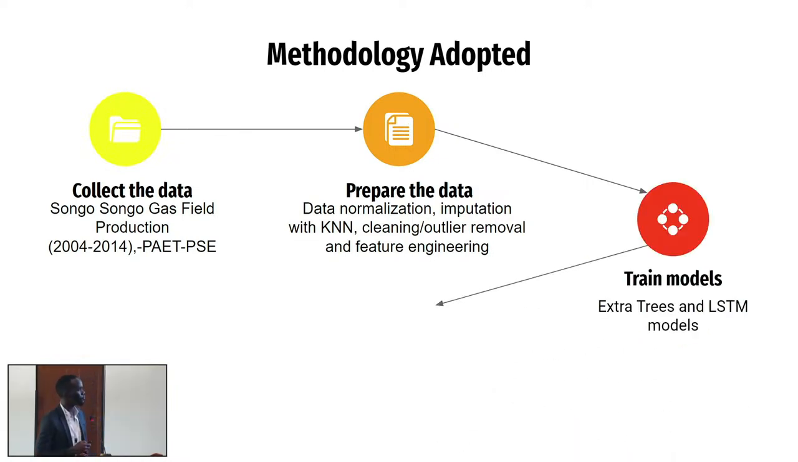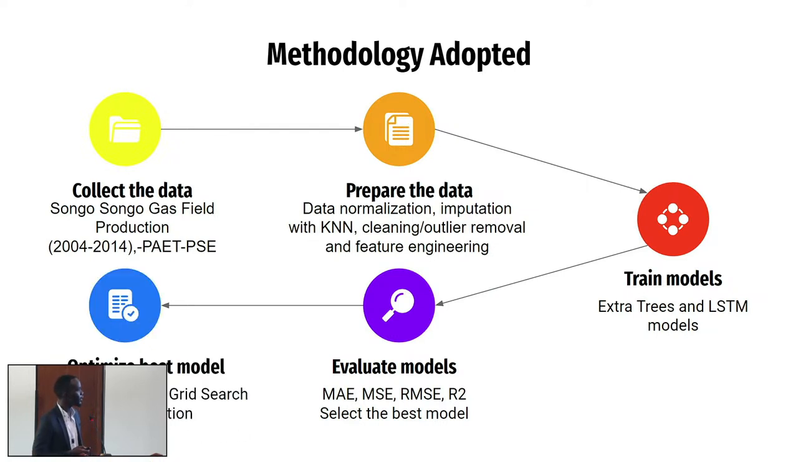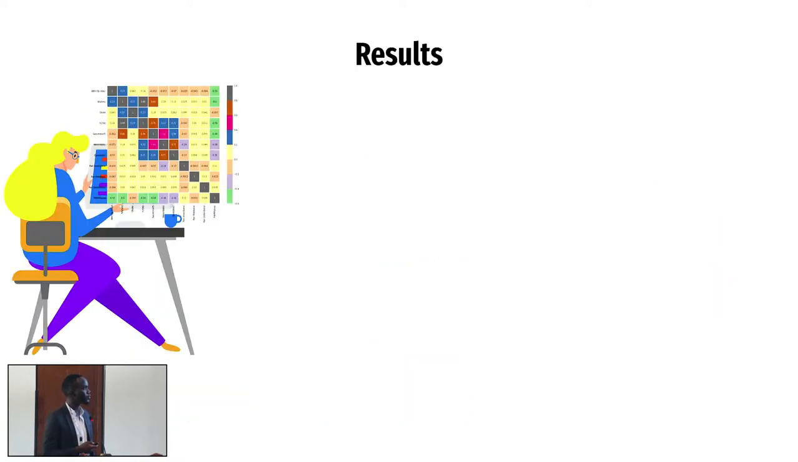And then we proceeded with training the models. We selected the extra trees algorithm and the LSTM algorithm. After training the models, we evaluated them using the mean absolute error, mean square error, and root mean square error, and we selected the best algorithm based on these criteria. Finally, we performed optimization for our model. We conducted Bayesian optimization, which is among the easiest optimizations to conduct, so we reached our output very easily, and it was very accurate, as we later found in the results.